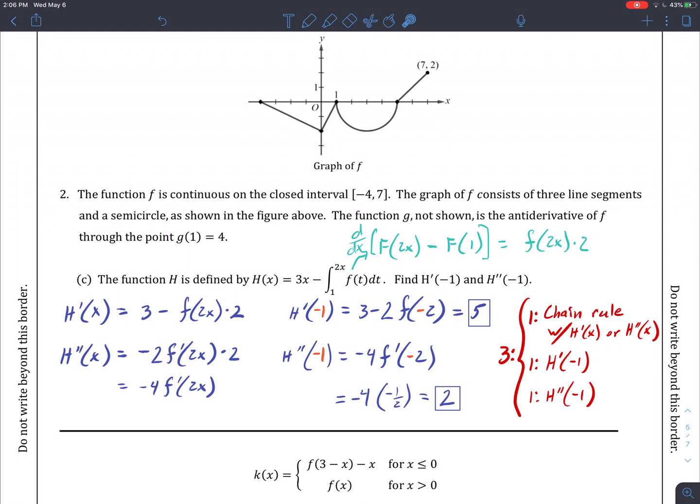All right. 1 point for the chain rule on either h prime or h double prime. So you could make a mistake on one of these and still get a point for showing chain rule. And then you get 1 point for each of the given answers, 5 and 2. Okay? Let's move on to D.